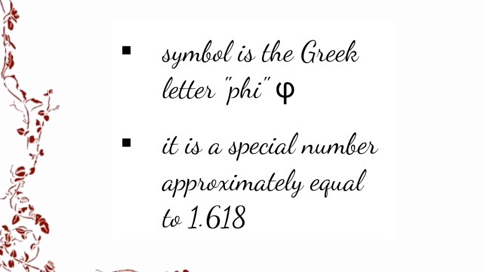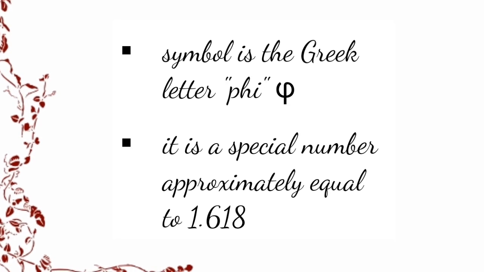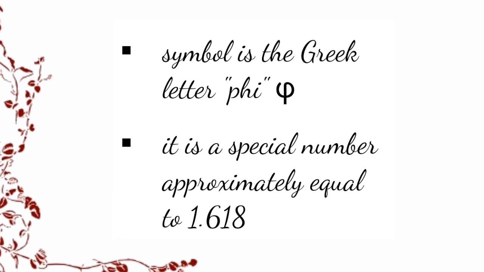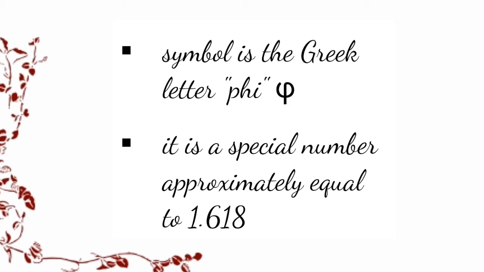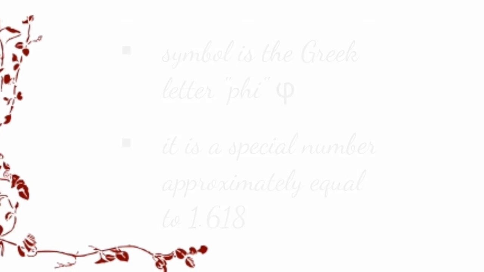The golden ratio is a special number found by dividing a line into two parts, so that the longer part divided by the smaller part is also equal to the whole length divided by the longer part. It also appears many times in geometry, art, architecture, and other areas. The golden ratio is a special number approximately equal to 1.618 and has a symbol of the Greek letter phi.